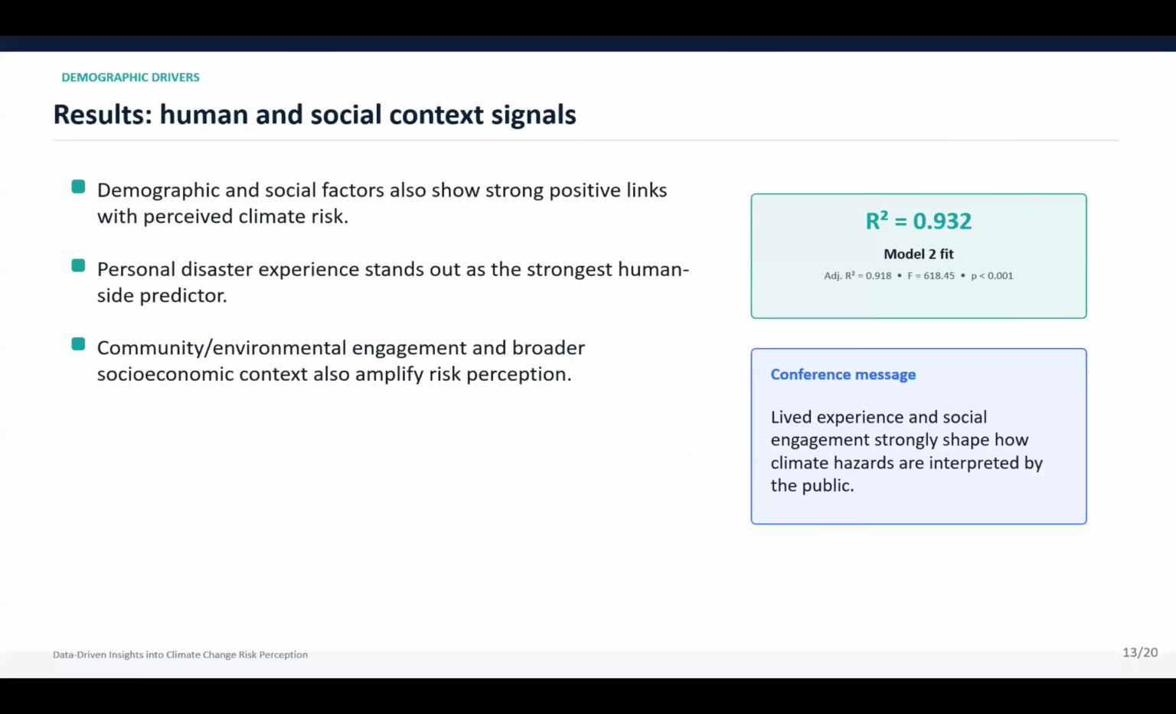Now the demographic part, the human and social context. In this slide, these variables show a strong positive relationship with perceived climate risk, and personal experience with climate-related disaster stands out as the strongest predictor. This model performs very well with R squared 0.932 and adjusted R squared 0.918. This tells us life experience and social engagement strongly shape how climate hazards are interpreted by the public, and people don't simply observe hazards.